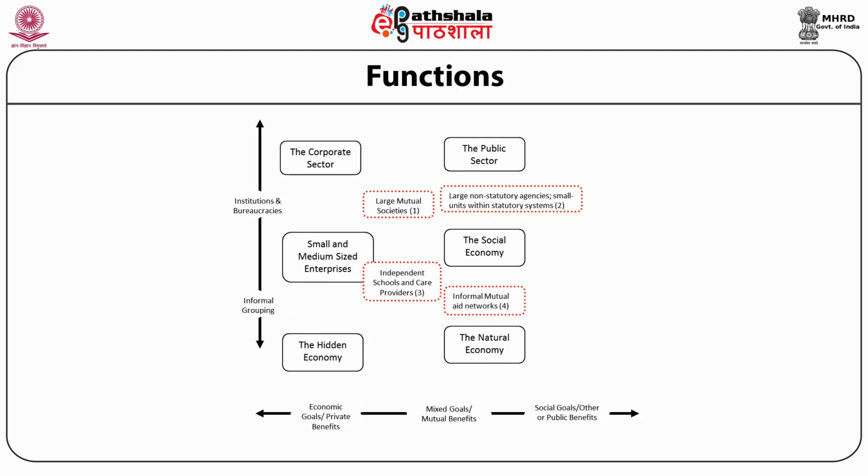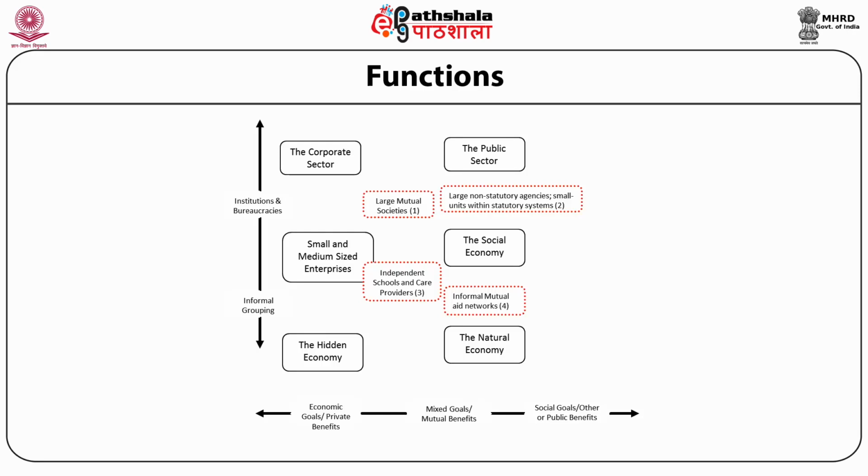informal grouping. Then we have the setup of small and medium enterprises, which is a combination of economic goals and private benefits, vis-a-vis institution and bureaucracy. Whereas economic goals and private benefits and their match with institution and bureaucracy could be in the form of the corporate sector, which is the upliftment of small and medium enterprises. Whereas if you talk about social goals and public benefit in terms of informal grouping, then we have social economies, where NGOs, non-government organizations, could be a part of it.